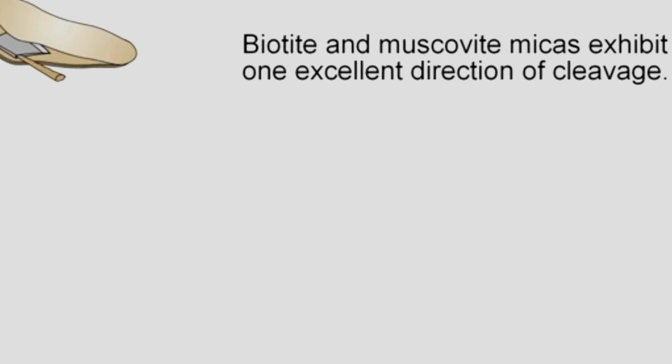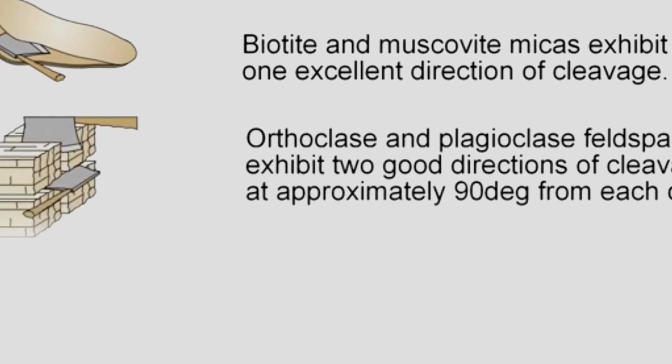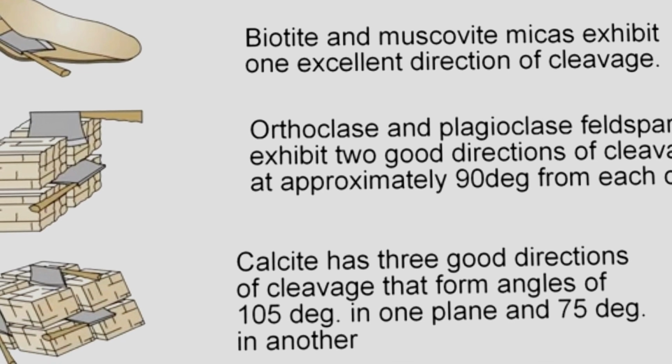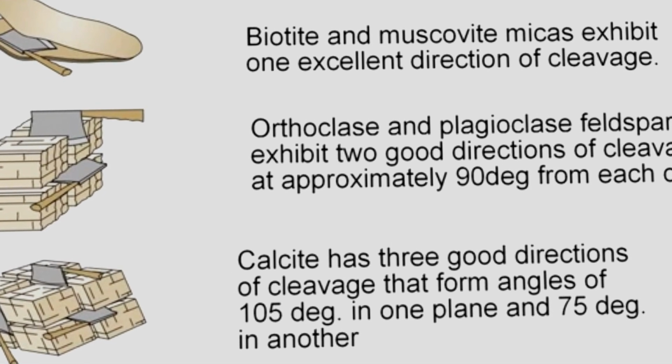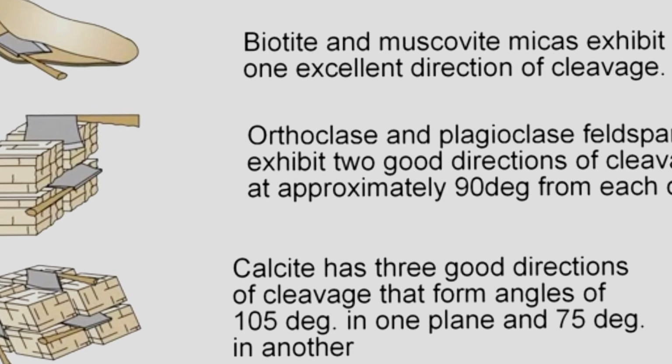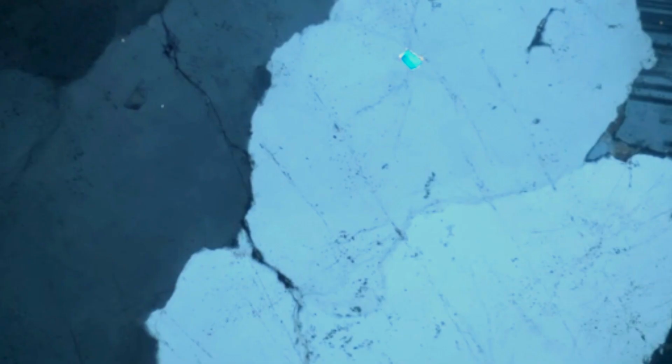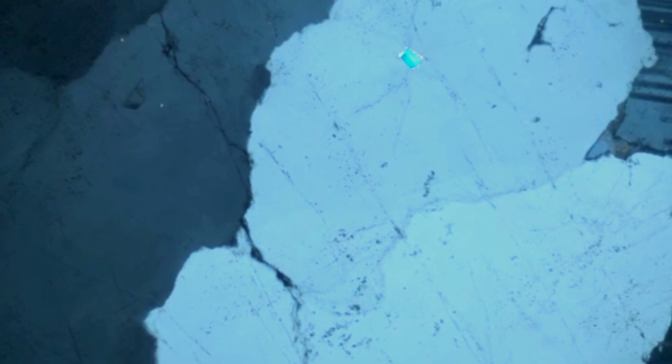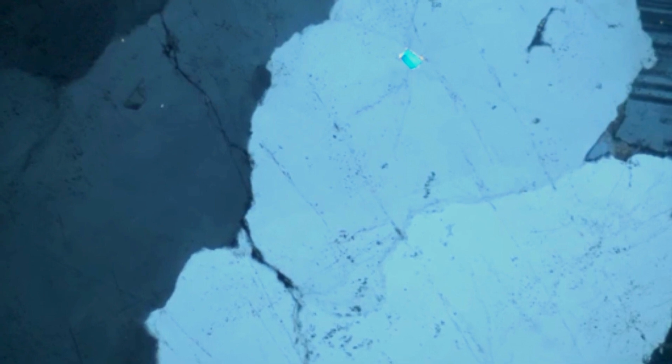But there are some minerals, like quartz, with no distinct planes of cleavage. And there are others with multiple directions of cleavage. Feldspars, like orthoclase and plagioclase, have 2 directions of cleavage. Calcite has 3. In any case, this characteristic of minerals in thin sections is important because they often have very distinctive cleavage patterns.